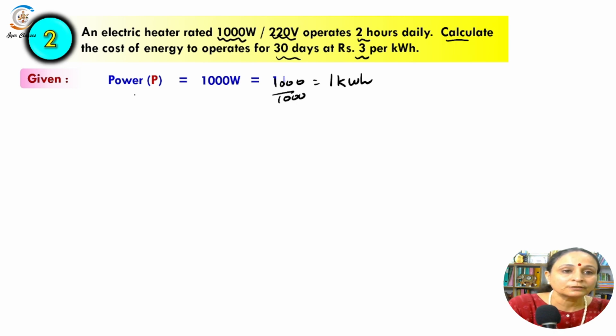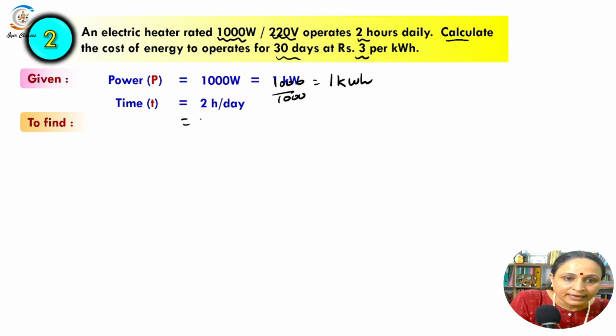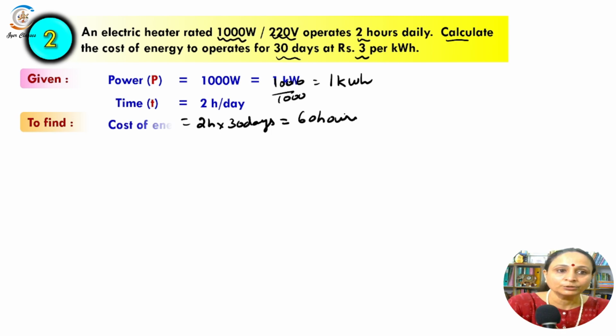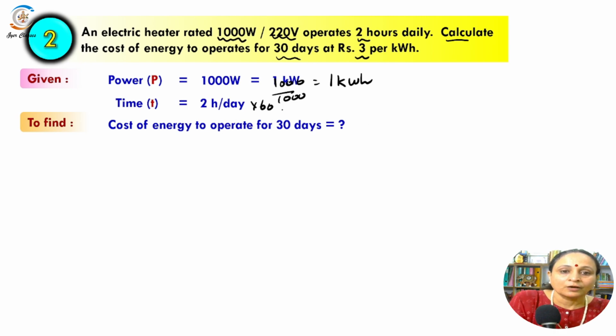And what about the voltage and the time? Time is, I know it is operated for 2 hours a day. And for how many days? It is 30 days. So we have to write this as 2 hours a day multiplied by 30 days. So the total time will be equal to 60 hours. What are we supposed to find out? We are supposed to find out the cost of the energy, right? So what is the cost of the energy? The cost of energy, and for how many days? For 30 days.